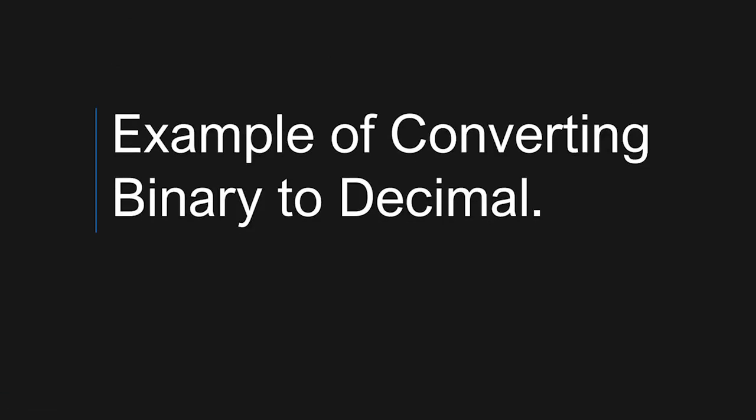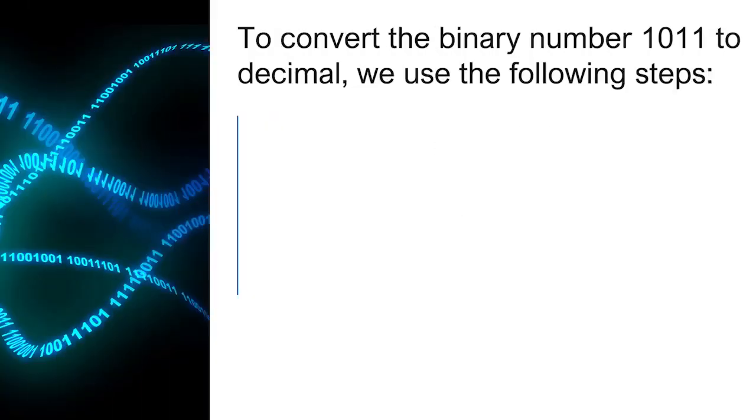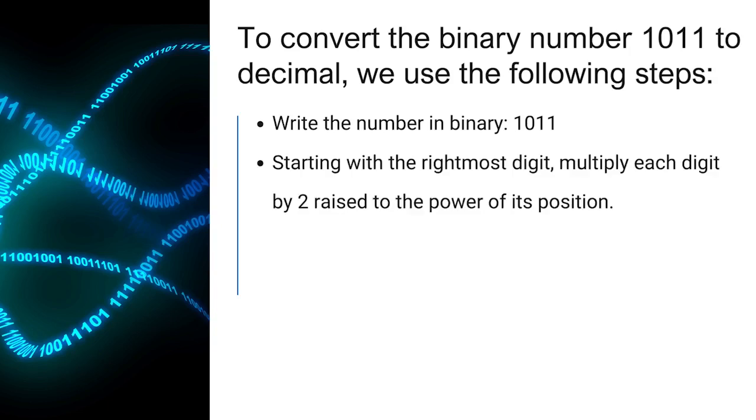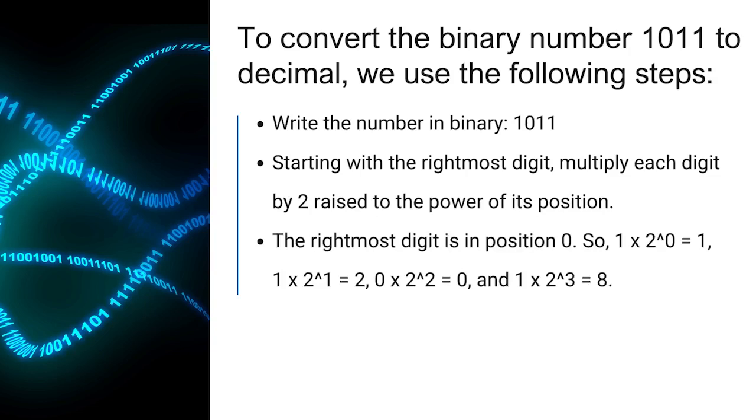Example of converting binary to decimal. To convert the binary number 1011 to decimal, we use the following steps. Step 1. Write the number in binary, 1011. Step 2. Starting with the rightmost digit, multiply each digit by 2 raised to the power of its position. The rightmost digit is in position 0. So, 1 times 2 raised to the power of 0 is 1.